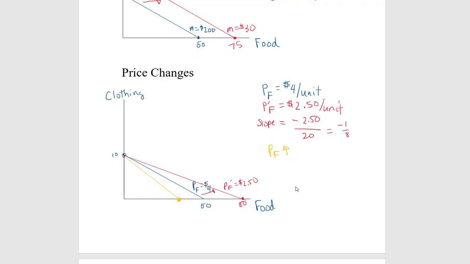If instead the price of food stayed the same, but clothing changed, then we're going to see that budget line rotate on the clothing axis and stay put on the food axis.